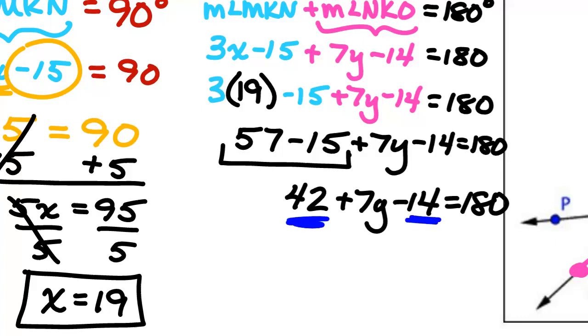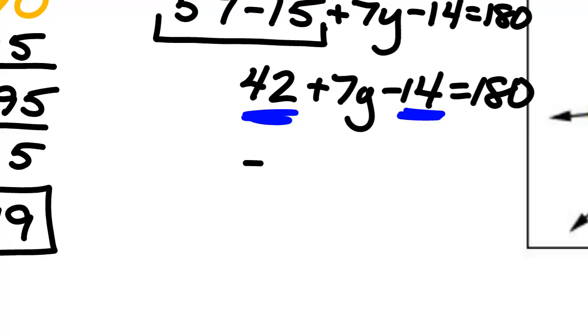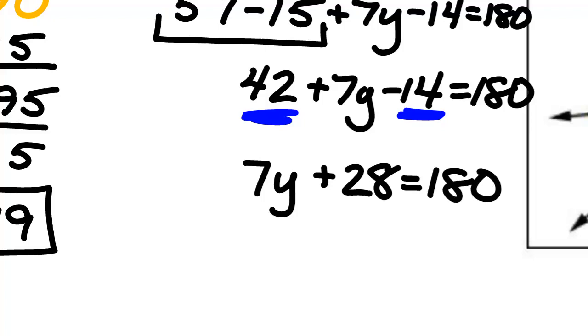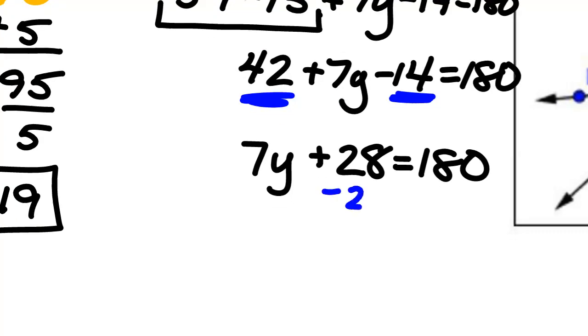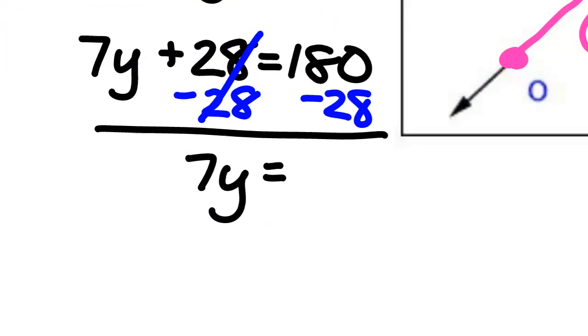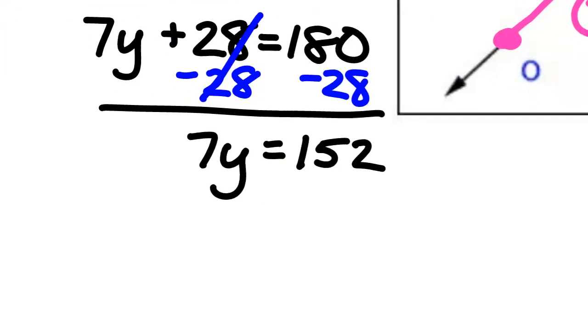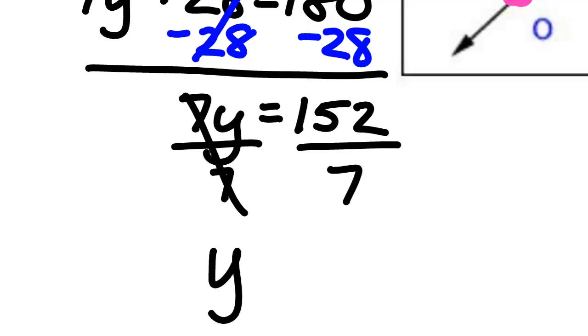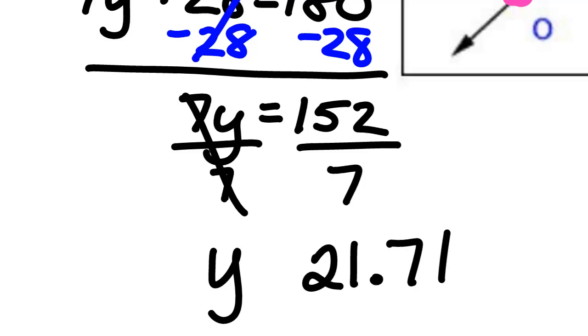Well, I've got 42 minus 14. What's 42 minus 14? So 7y plus 28 equals 180. Subtract 28 from both sides. I get 7y equals what? 152. When I divide both sides by 7, does it come out pretty? What do we get when we divide both sides by 7? 21.71. It's not exactly equal to that. We had to round, so I'm going to use my approximately symbol here.